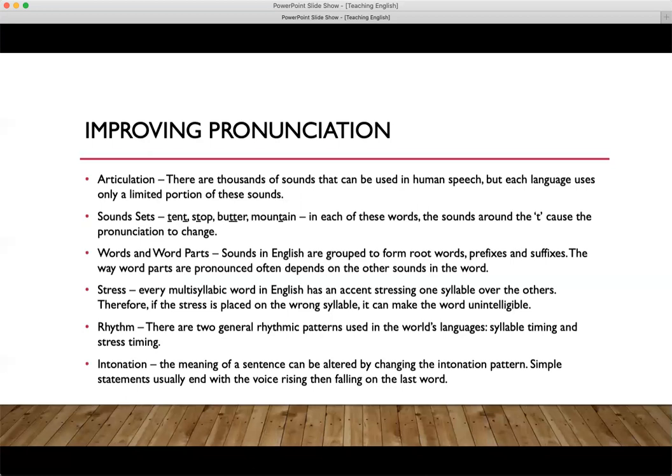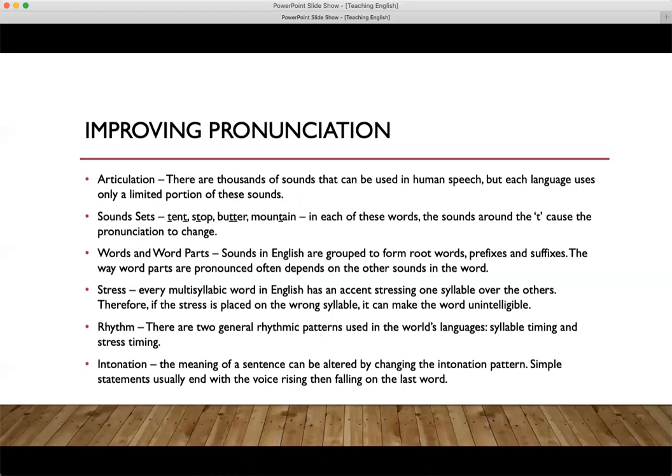Sound sets. Tent, stop, butter, mountain. In each of these words, the sounds around the T cause the pronunciation to change. Practicing sound sets is another way we can improve pronunciation. We can also look at words and word parts. Sounds in English are grouped to form root words, prefixes, and suffixes. The way word parts are pronounced often depends on the other sounds in the word.